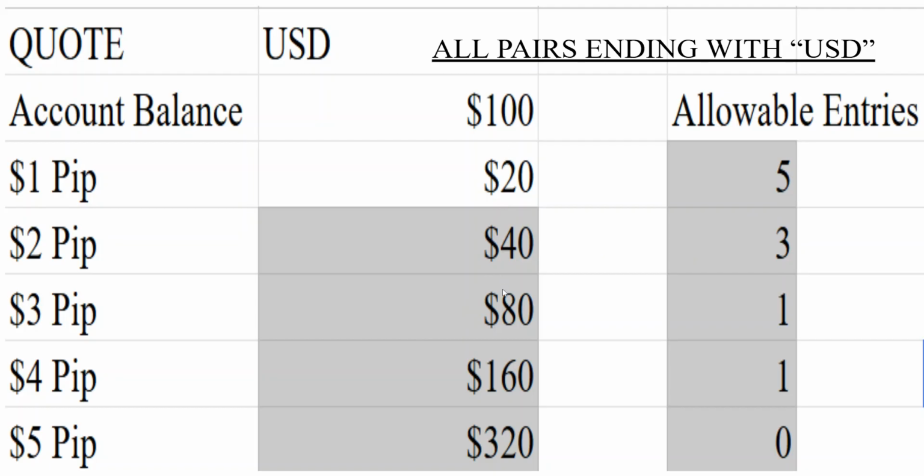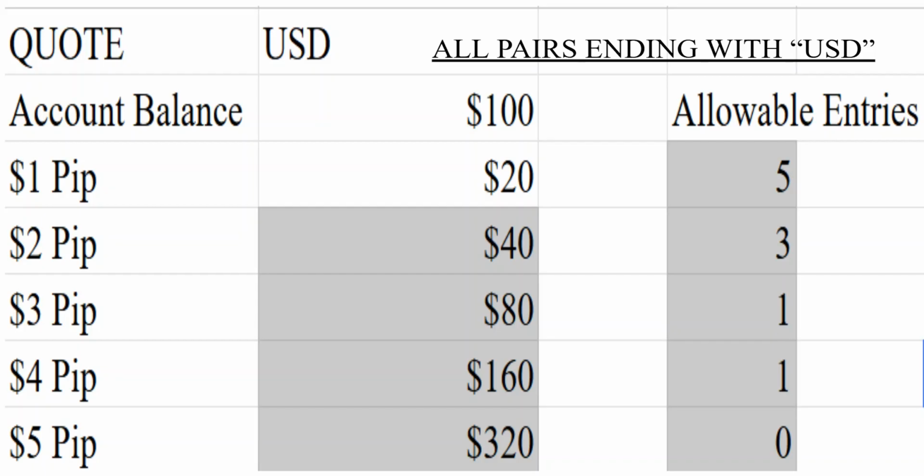All I'm doing is just dividing. And obviously, if I want to make $5 a pip, I can't take any entries because it's too much. I need at least $320 in order to do so. So it caps out at $3 a pip. If you wanted to go all in, you could take one entry with $80 worth of margin. You've got $20 worth of margin left, but you could, in theory, be making $3 a pip with one entry.